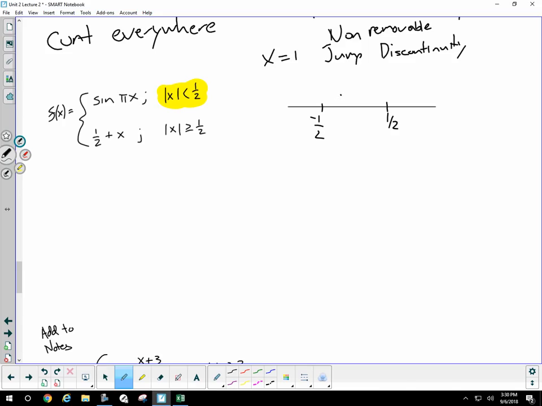So it's like I have the sine of pi x inside those two numbers, and I'll be using it for that. I don't know why I did my fractions two different ways. It looks messy.